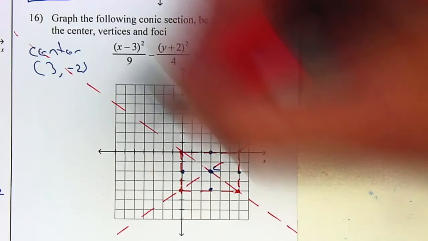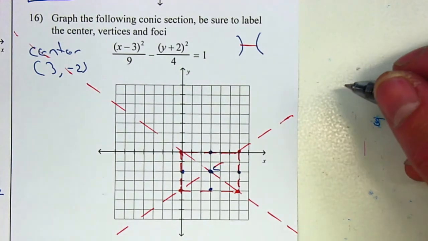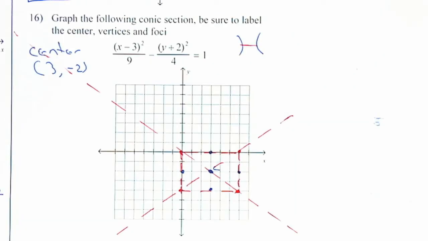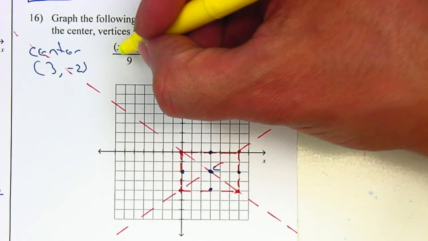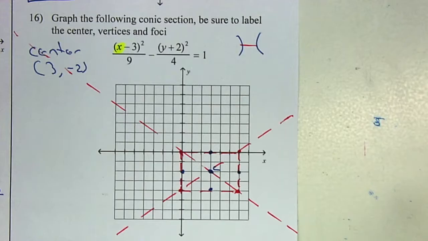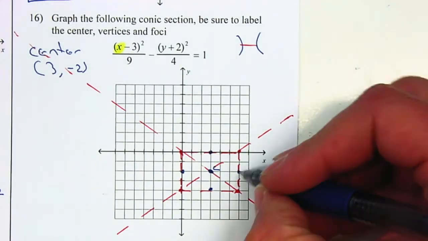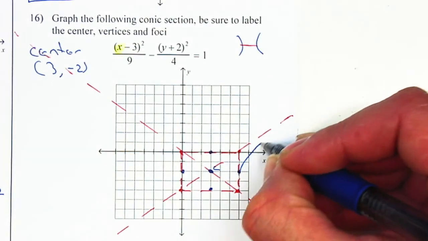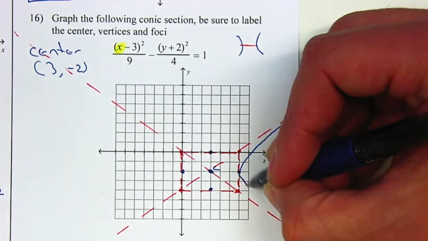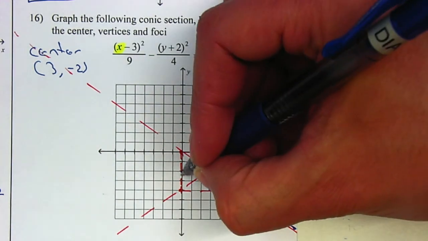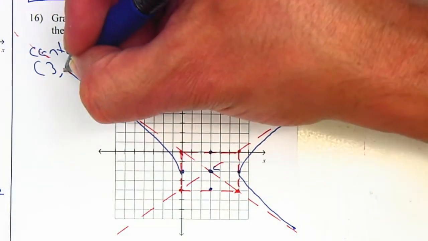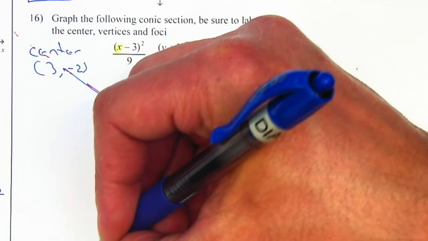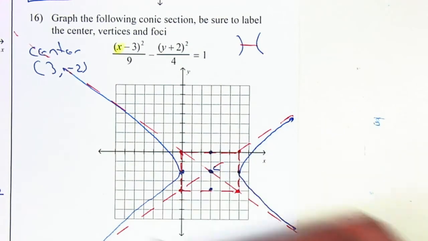Even beyond the graph. Now I need to decide if my hyperbola is going to go sideways or up and down. I look at the first variable, it's an x, so that means that it's going to go sideways. If the y is first, then it's going to go up and down. In this case, you want to be able to follow your asymptotes. Follow your asymptotes.